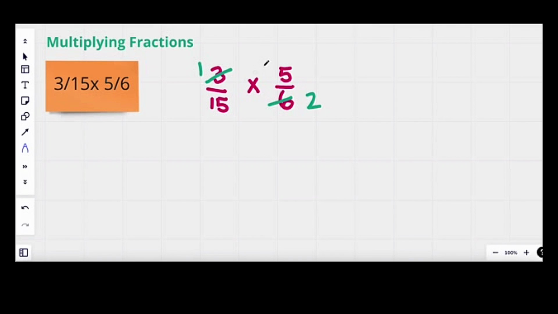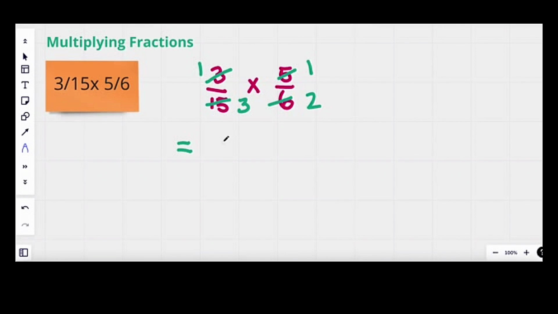Okay, perfect. Now, if we go across this way, we've got to ask ourselves, is there a timetable that goes both into 5 and into 15? Well, yes. The 5 timetable goes into 5 and goes into 15. So 5 times 1 is 5. 5 goes into 5 one time. And 5 times 3 is 15, which means that 5 goes into 15 3 times. Okay, now we've reduced our fractions.